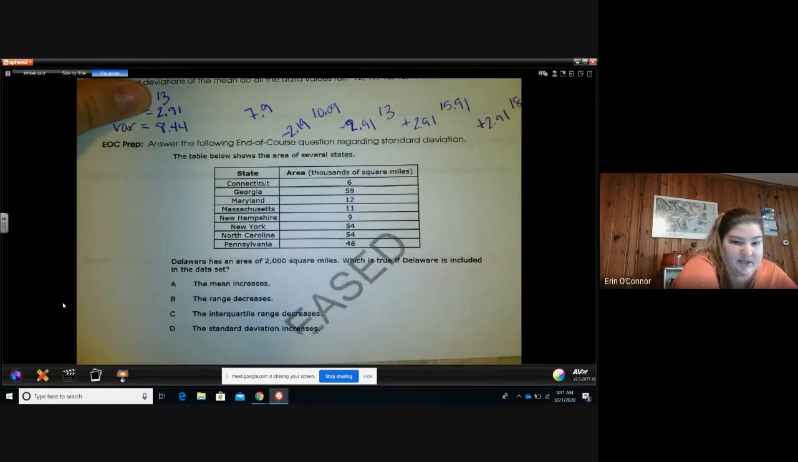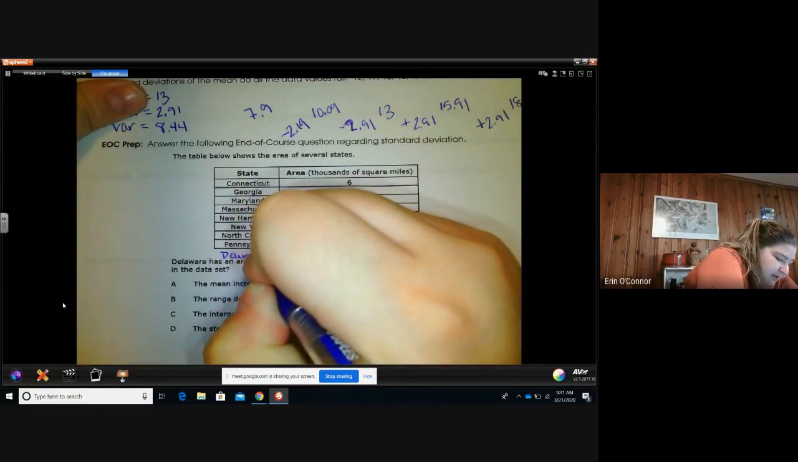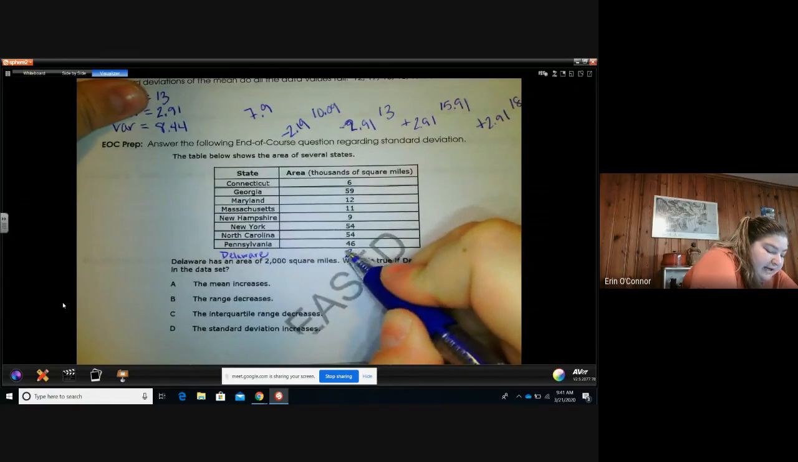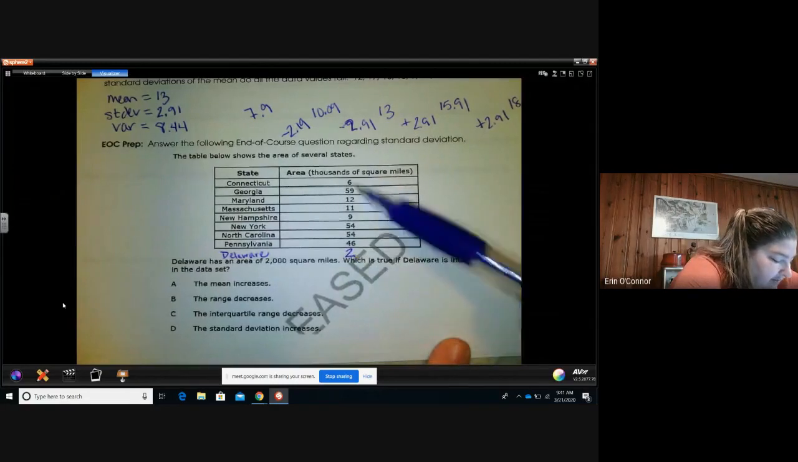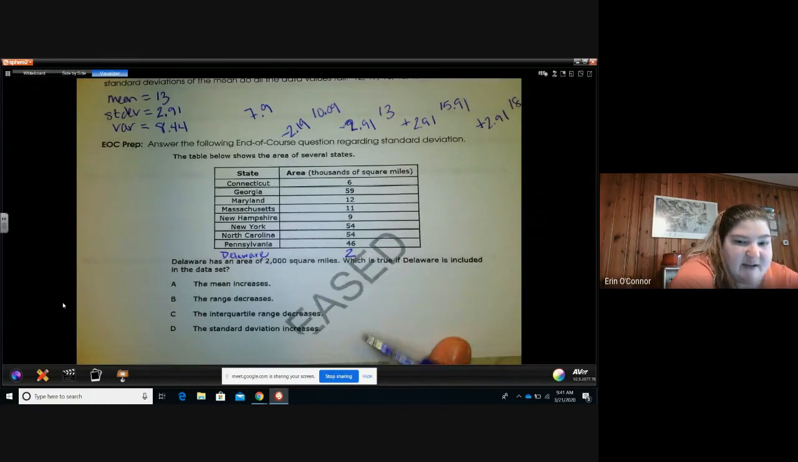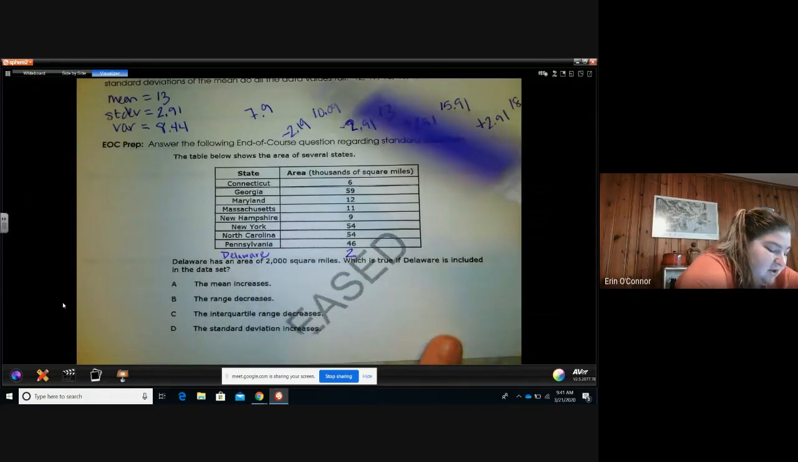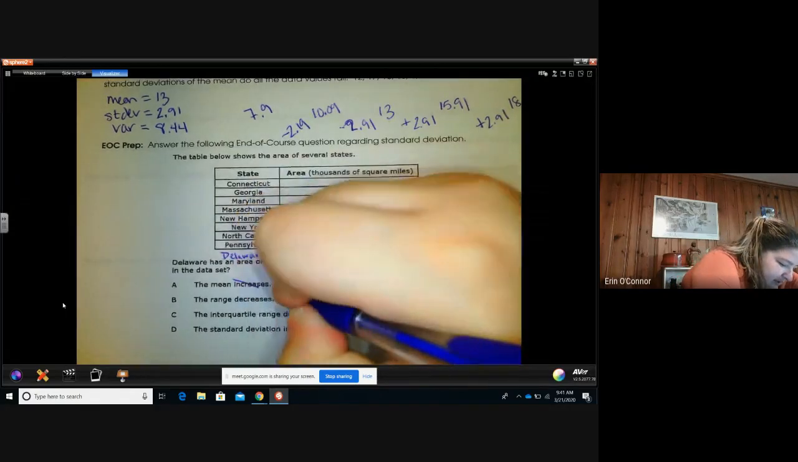Which is true if Delaware is included in the data set? So I'm going to add Delaware here at the bottom. And if it has 2,000 square miles, that means I put a 2 right here. Well, let's look at what we notice about 2 compared to the rest of the numbers. It is lower than every other number here. So it's going to affect everything on the low end. So does the mean increase? Well, if we add a number that's lower than everything else, the mean's not going to increase. It's going to decrease.